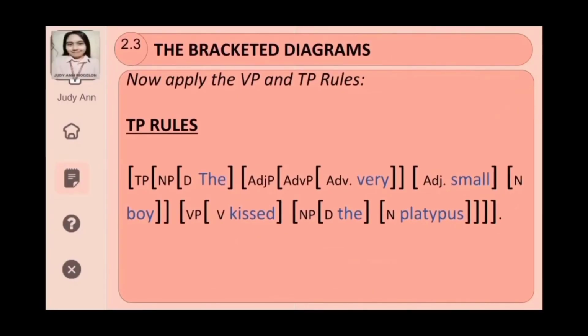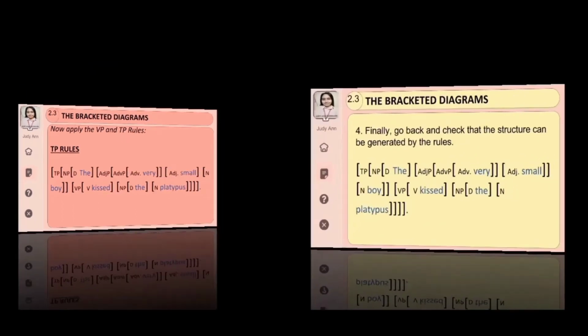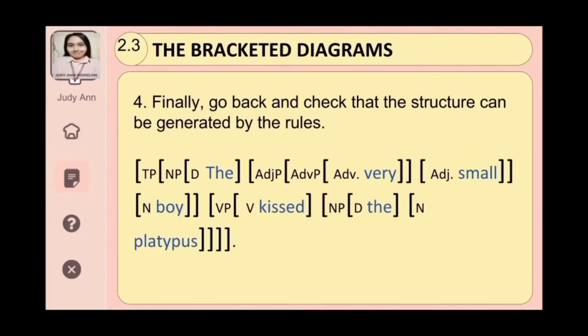And after the verb phrase, we have the tense phrase rule. So in the bracketed diagram, place a bracket here and label as tense phrase or TP. Then add a bracket in here. And last but not the least step in bracketed diagram is going back and check the structure if it's generated by the rules. We should check it and make sure that the rules were applied correctly.